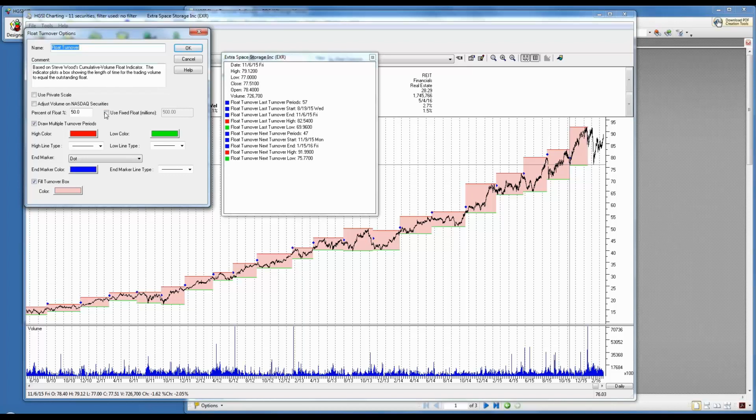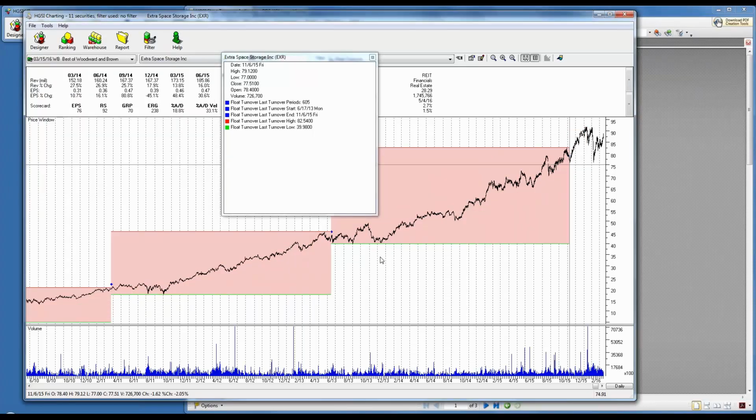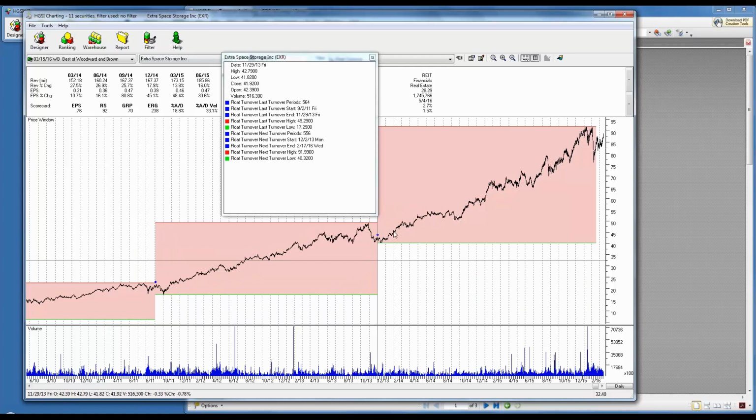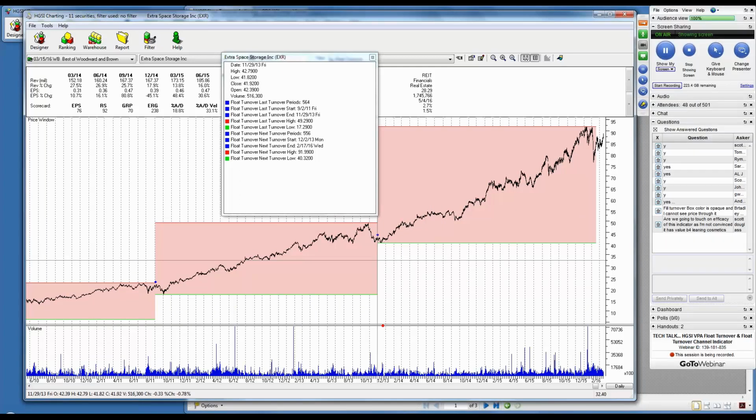And so as part of that, we also let you tell us exactly how much float you want to use. And when you do that using this fixed float option, the percentage will still apply to the fixed float. So I'm changing it back to 100. In this case, each one of the boxes represents 500 million shares. So the volume in this area down here equals 500 million.